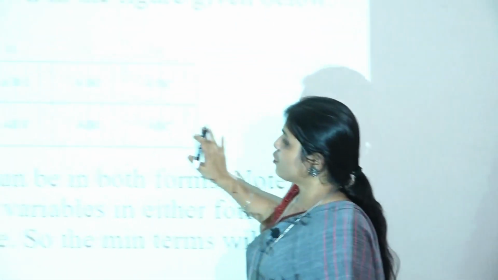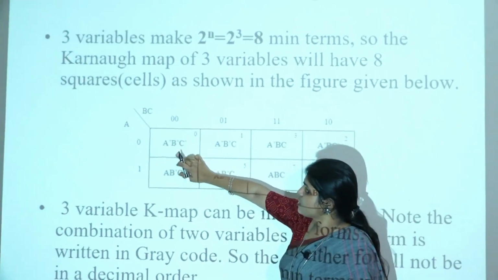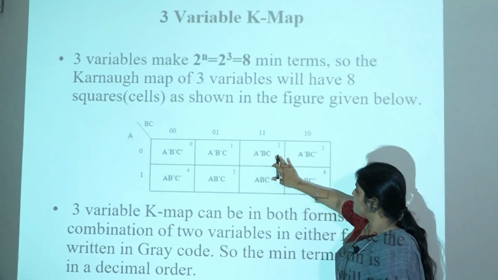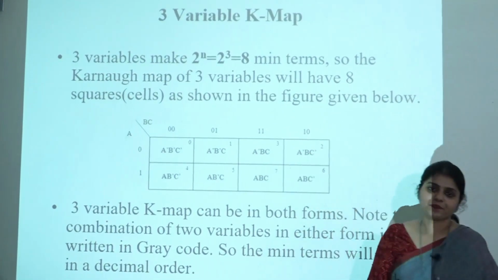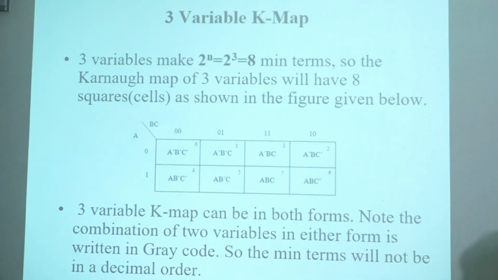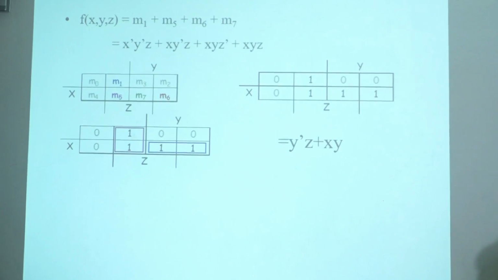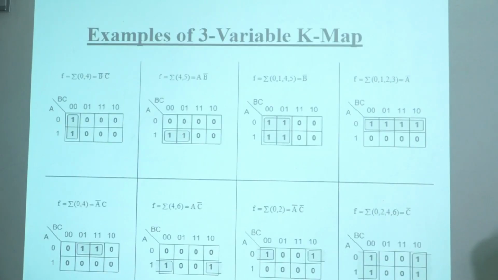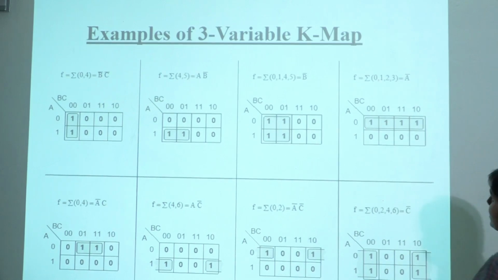Now when you are going for min terms, 0, 0, 0 is nothing but A bar, B bar, C bar, then A bar, B bar, C, A bar, B, C and so on. You just have a look at how we arranged a 3 variable K-map. Now look at this example of 3 variable K-map.